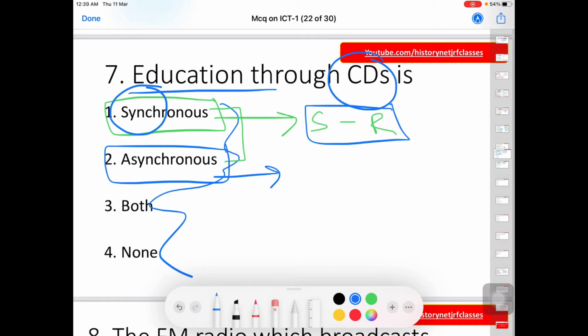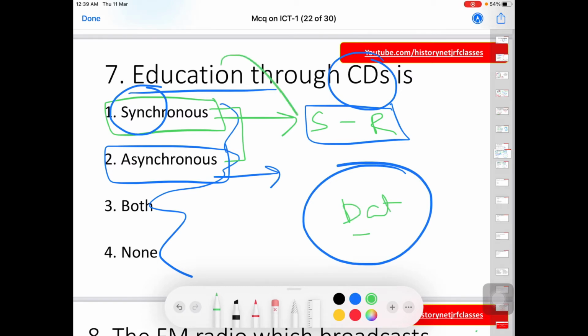But under asynchronous, the sender has sent a message, or you can put it in the form that if something is uploaded on YouTube or Instagram or anywhere. So if it is uploaded and you can watch it later, then it is asynchronous. So CD is a compact disk, so it contains data. It can have anything. Here it is relating to education, so it has course videos. So you can access a CD anytime.